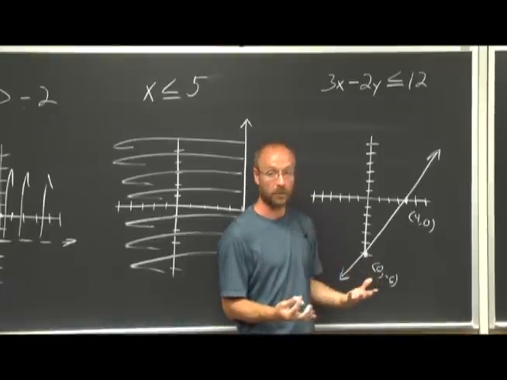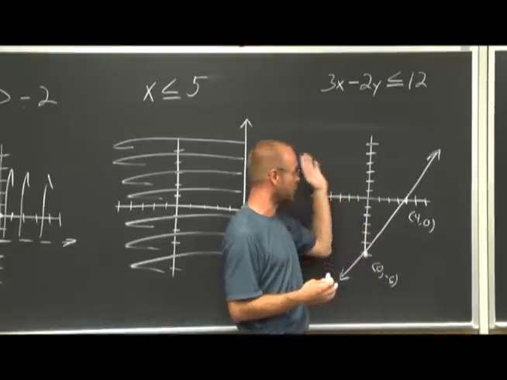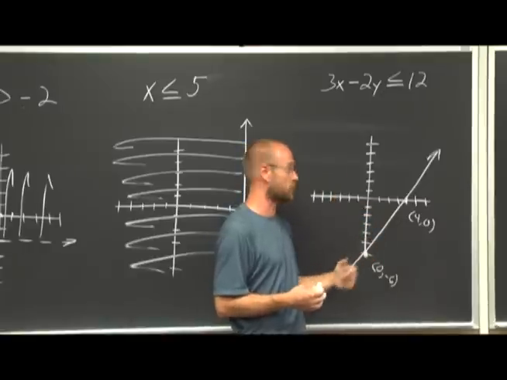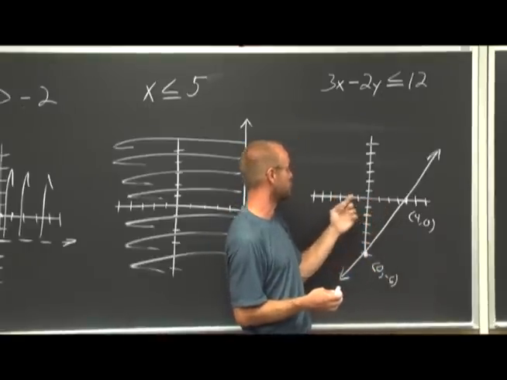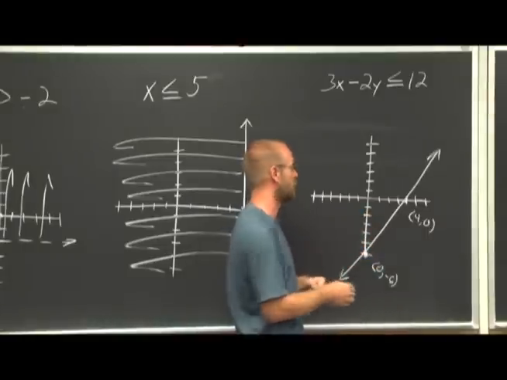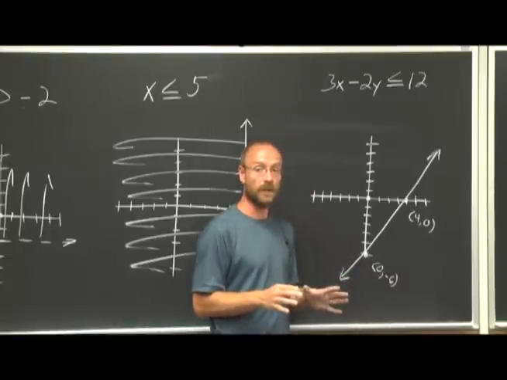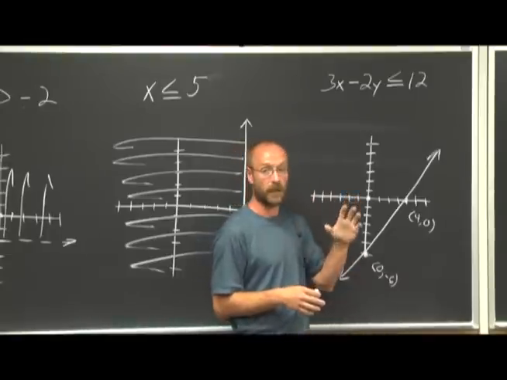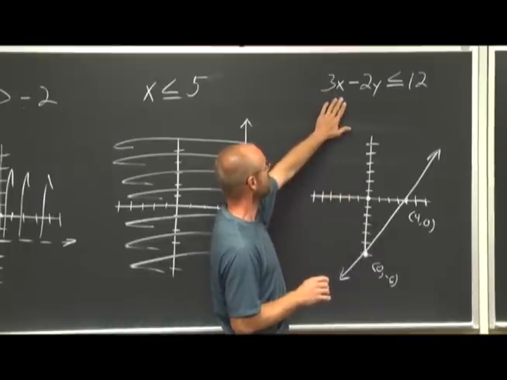Now I want to pick a test point. I'm going to choose 0, 0. But if that wasn't available, maybe our line goes through the origin, I could pick any other point. I could choose 1, 1, or I could choose -1, -1, or any other value as long as it's not on my line. But I'm going to use 0, 0 because 0 is a real easy number to work with, whether I'm multiplying by it or adding by it, as long as I never divide by it, right? So I'm going to test 0, 0.